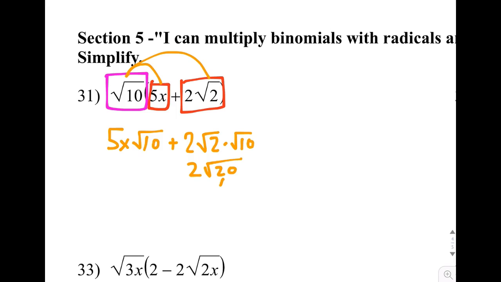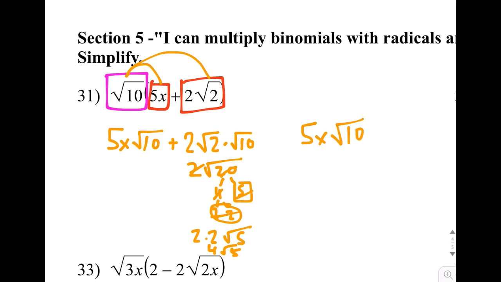I'm going to break this down because I know that 20 reduces to 4 and 5. 4 breaks down to 2 and 2. I see a pair of 2's and a leftover 5 under my radical, meaning I'm going to have 2 times 2 out front, square root of 5 left over. And 2 times 2 is 4, so I'm going to have 4 root 5 here. So if I go back to my original problem, I have 5x square root of 10 plus what I finally got down here, 4 square root of 5.